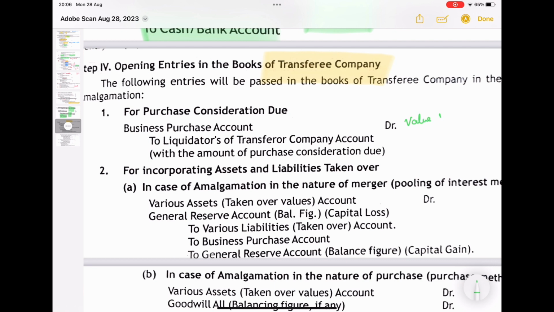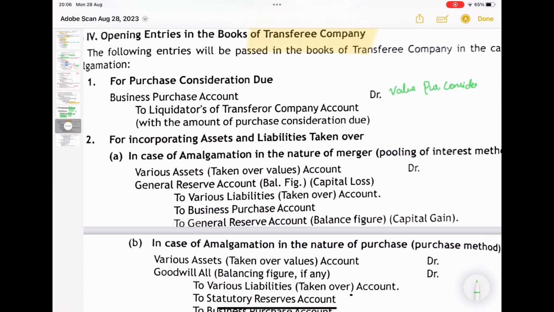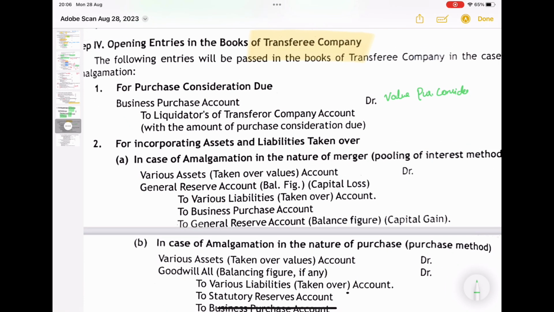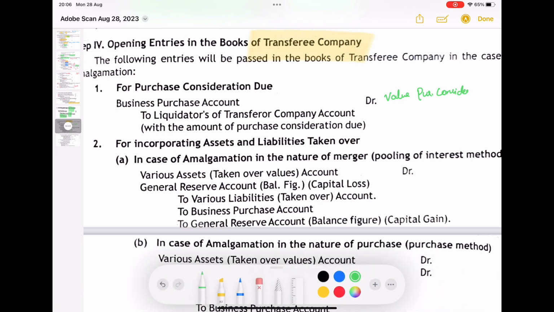So the value of purchase consideration will be written here, and how they have paid us, that entry we are going to pass with the amount of purchase consideration due. Yes, as I said, with the PC due entries we are going to pass it in the opening entries. The first entry itself is the PC payment entry. Next, for incorporating assets and liabilities taken over. How many assets and liabilities are taken by the company, that entry will be passed over here.